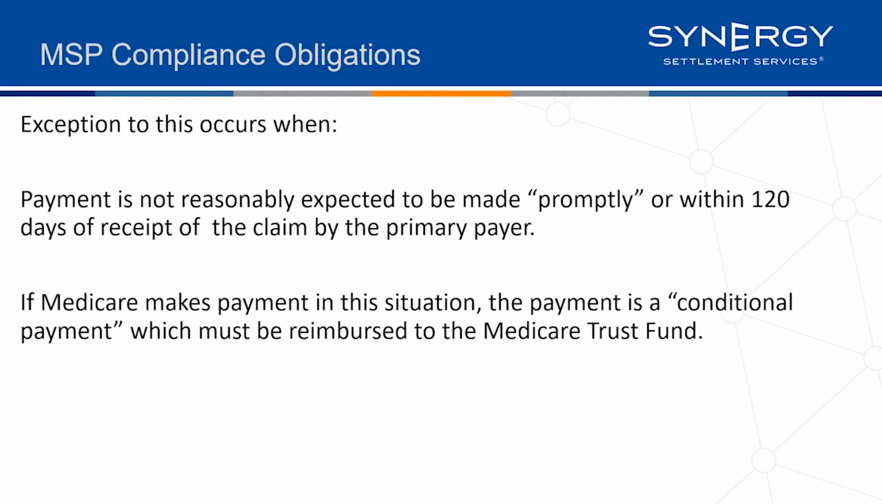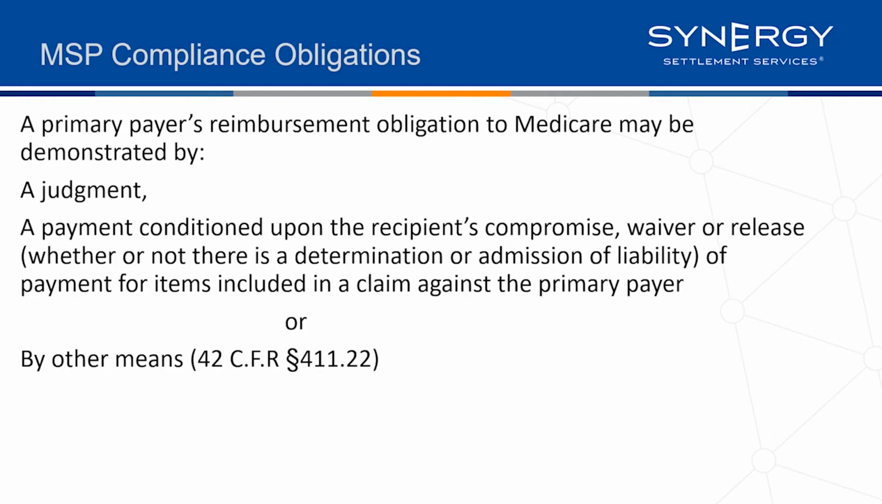Medicare is able to make a payment when payment is not reasonably expected to be made promptly, and that's defined as 120 days of receipt of the claim by the primary payer. So if Medicare makes a payment before a case settles and the payment involves injury-related treatment, Medicare is entitled to be reimbursed for that conditional payment. This reimbursement obligation kicks in when there's a judgment against the defendant.